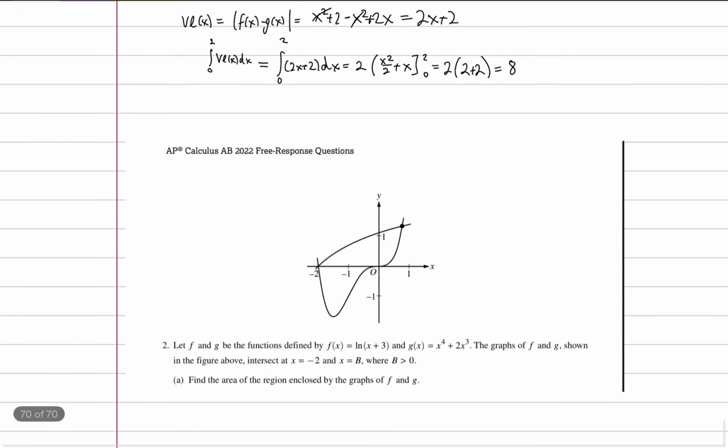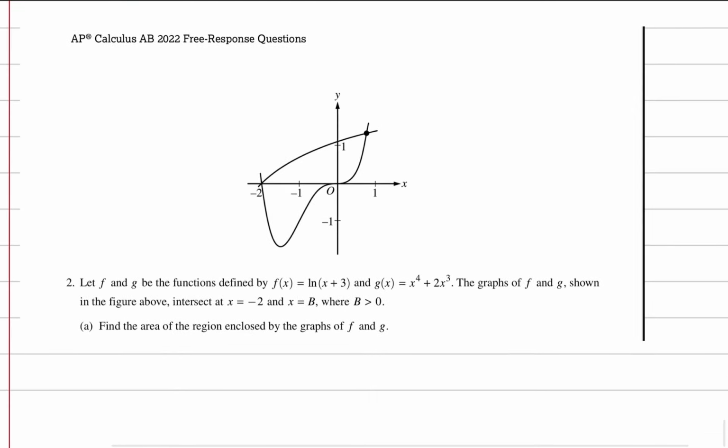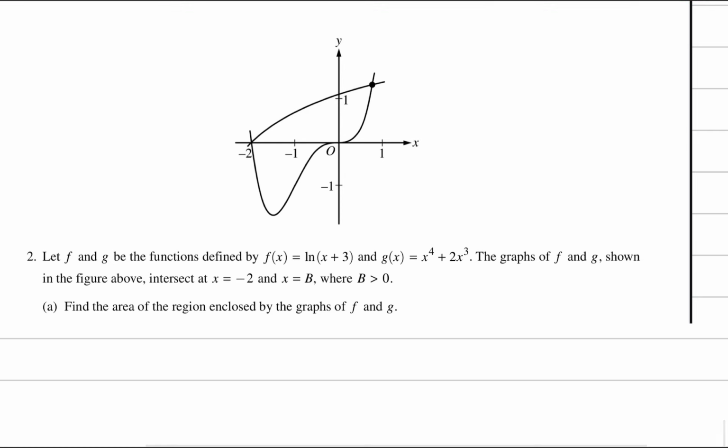And for 2022, question 2, this is the calculator problem, so get your calculator out and try this yourself. Let f and g be the functions defined by f of x equals the natural log of x plus 3, and our second function, g of x, is x to the power of 4 plus 2x to the power of 3. We're done there.